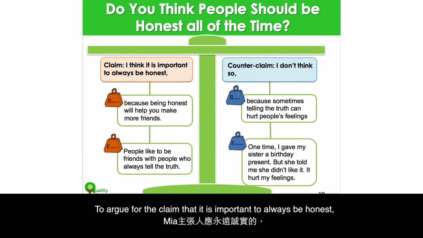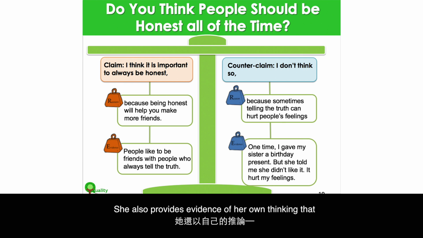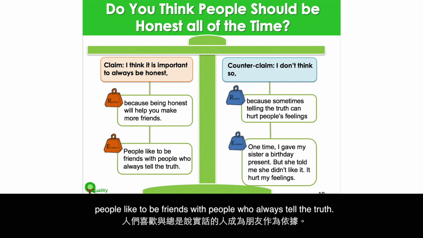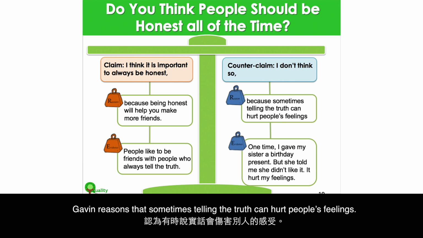To argue for the claim that it is important to always be honest, Mia provides a reason that being honest helps us make more friends. She also provides evidence of her own thinking that people like to be friends with people who always tell the truth. To disagree with Mia, Gavin reasons that sometimes telling the truth can hurt people's feelings.